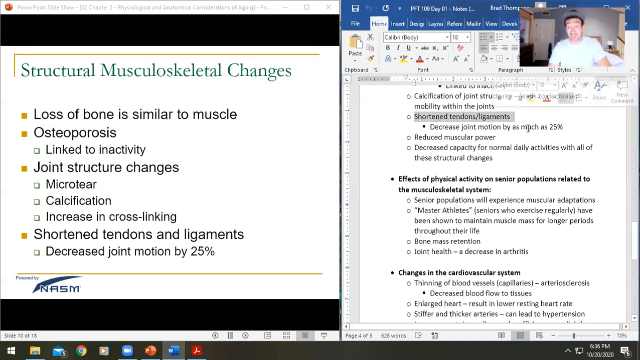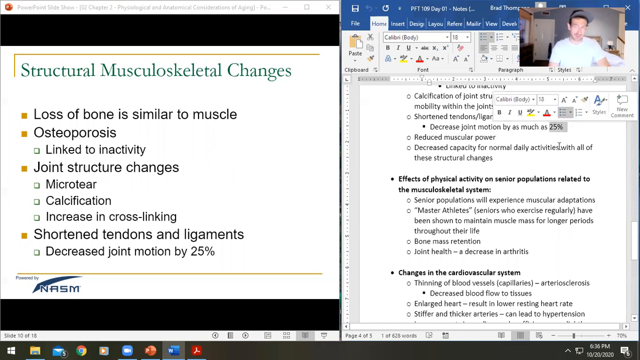Then we also see shortened tendons and ligaments. Very, very common. That can reduce your mobility by as much as 25%, which doesn't seem like a very high number, but think about it. If this is full range of motion, that's 25% less, you know? That's a huge difference. So you will see shortened tendons, shortened ligaments, because those muscles tend to get really stiff.